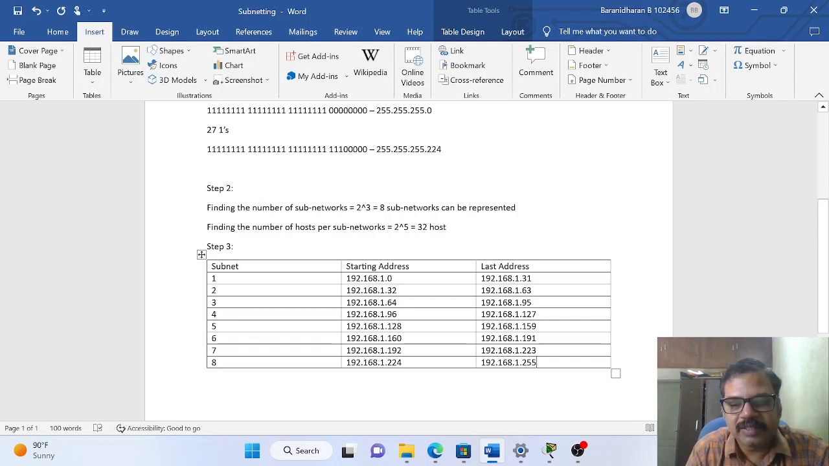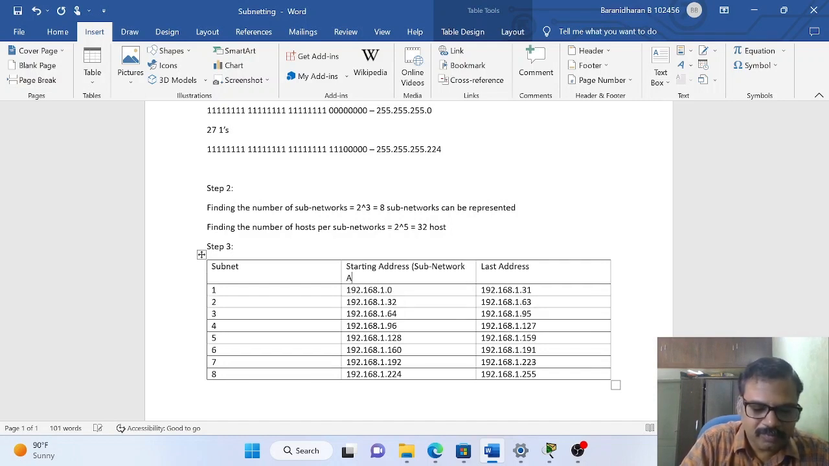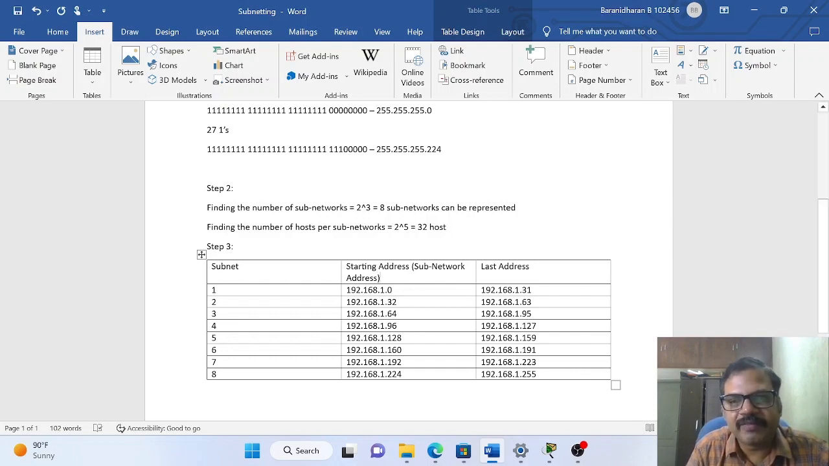Okay, so now 8 subnetworks we can create, and for each subnetwork we have found out the starting address and the last address. Within this range only we have to give the addresses for each subnetwork. And always the first address, the starting address I have mentioned, will be the subnetwork address. Each subnetwork needs an address because we have to uniquely identify, out of 8 subnetworks, to which subnetwork we are going to send the data.